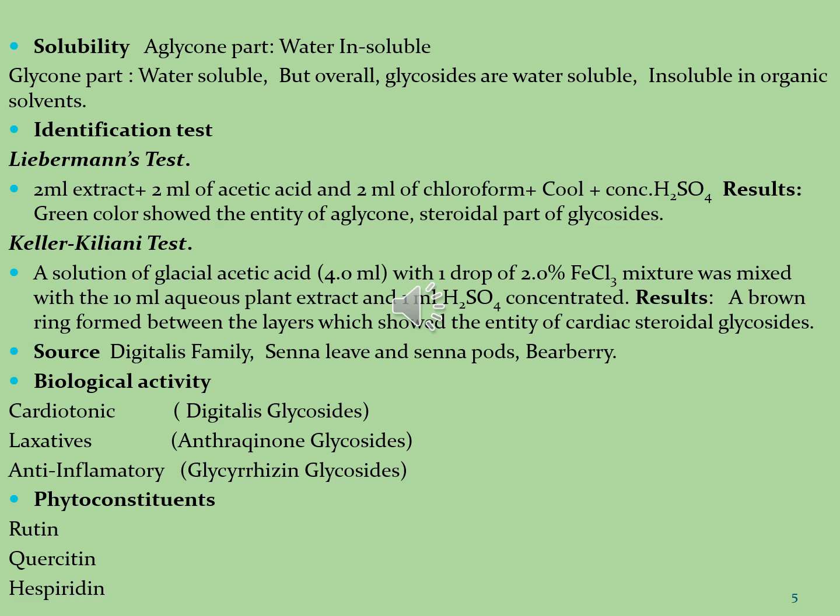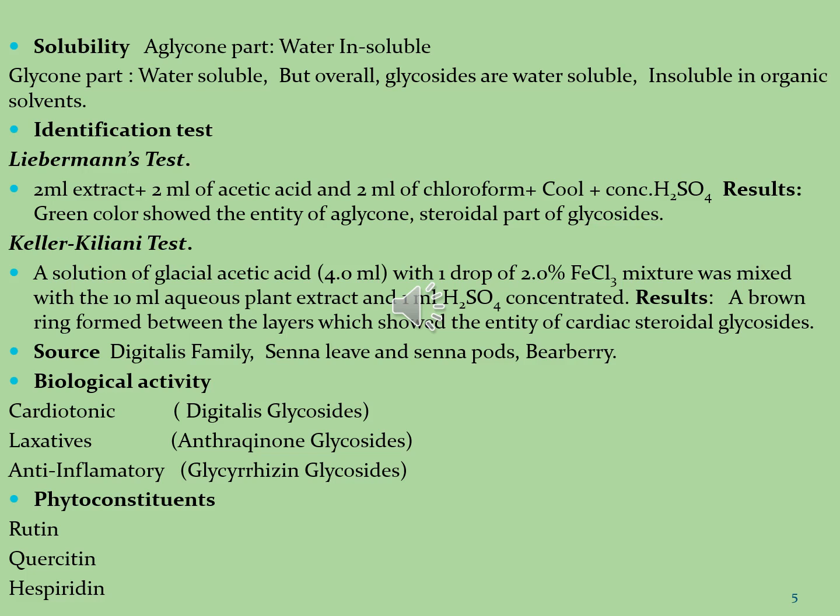The second test is the Keller-Kiliani test. In this test, a solution of 4 ml glacial acetic acid with 1 drop of 2% ferric chloride is mixed with 10 ml of aqueous plant extract, and 1 ml of concentrated sulfuric acid is added. In the results, a brown ring forms at the junction of the two layers, which indicates the presence of cardiac steroidal glycosides.